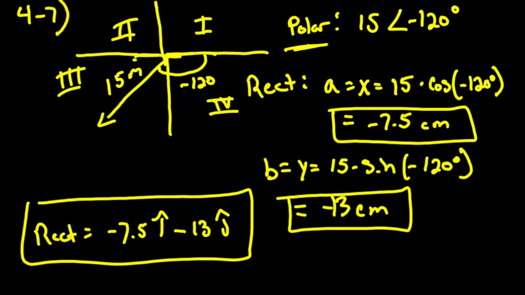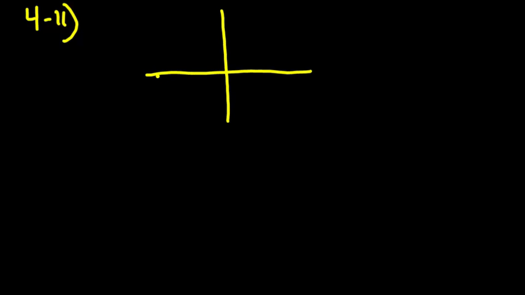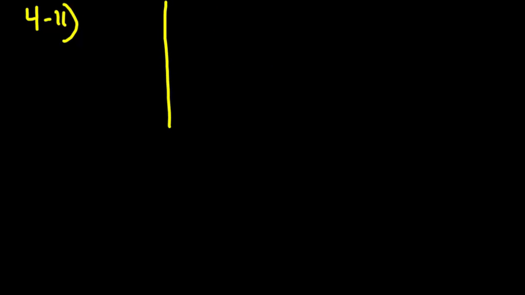Now let's move on to 4.11. It's similar to 4.7, except we follow a reverse procedure. So we're given the following vector. Let me redraw this. And this vector is called P, vector P.